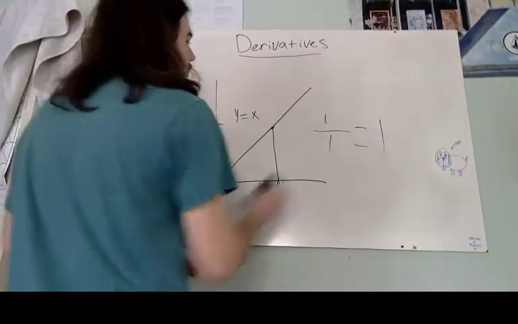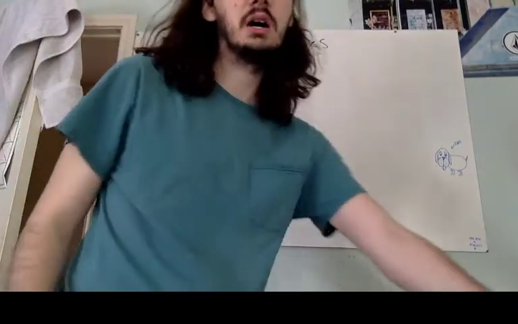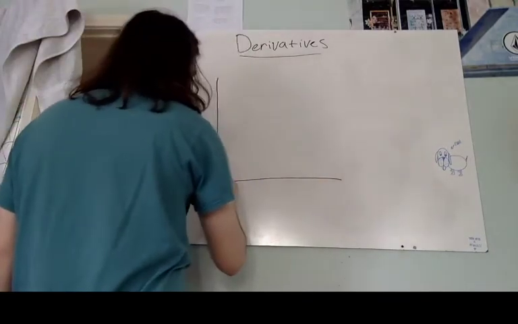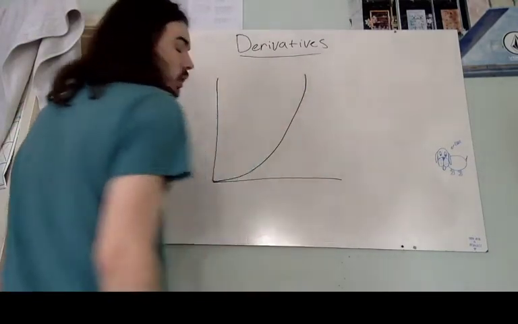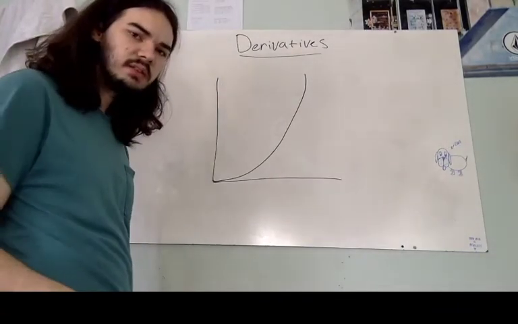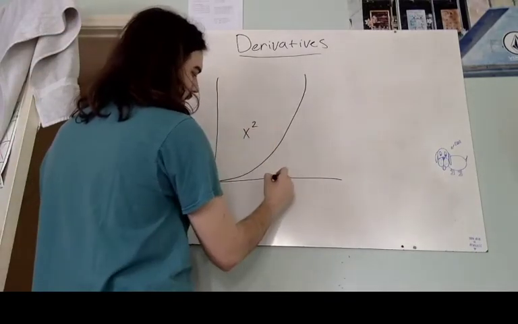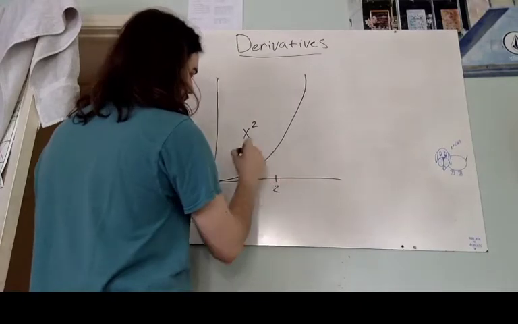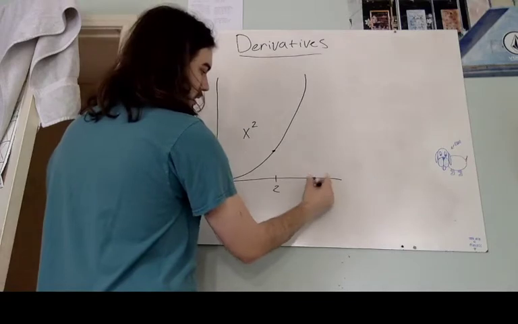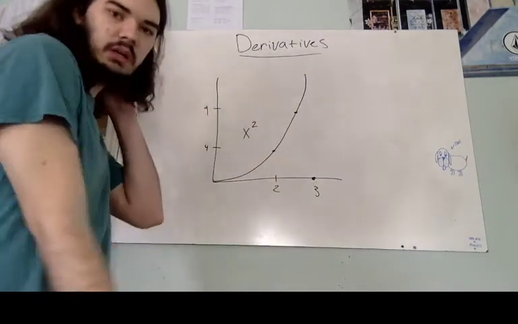But what if I have something with a changing slope, something that is non-linear, and I want to know its rate of change? So something like x squared, right? Well, I can't really apply that same principle as before. If this is x squared, and let's say I take x equals 2, which will give us y equals 4. Let's say x equals 3, which will give us y equals 9. So I can't really do that same thing.